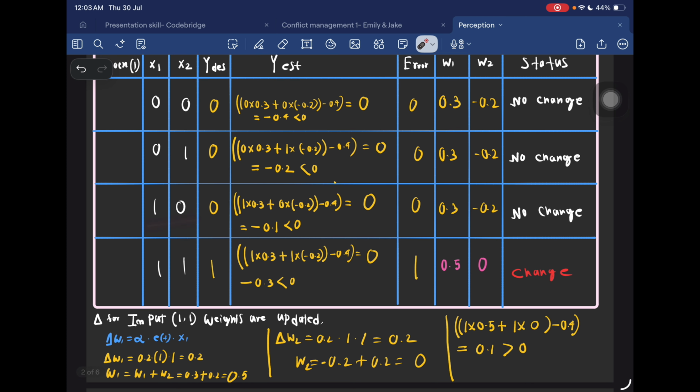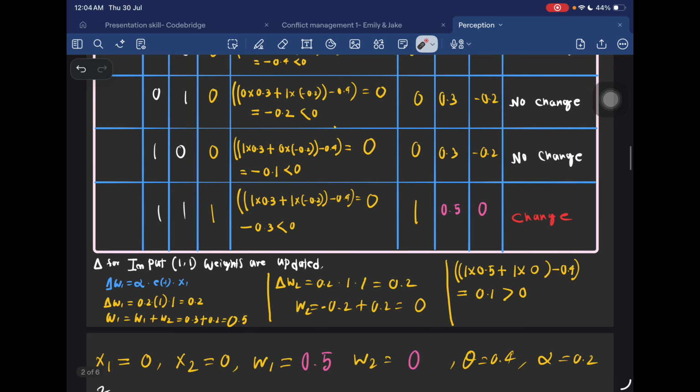Same for this step. The first feature is 1 times our first weight 0.3, plus the second feature 0 times our second weight minus 0.2, minus 0.4, this is our bias. Then the result is minus 0.1, which is less than 0. So our output becomes 0. Then our error value is 0 also, so here there is no change, 0.3 and minus 0.2.